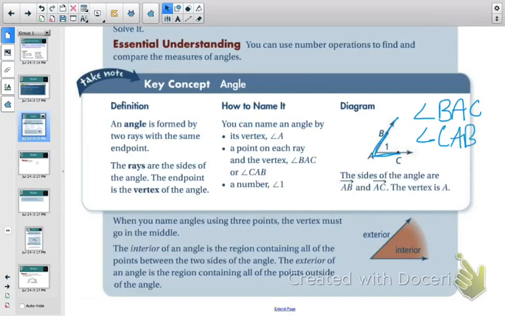Okay, in this case there's also a number on the interior of the angle, the inside, and it's 1, so you could just call this angle 1 also. When you name angles using 3 points, the vertex must go in the middle. We talked about that. The interior of the angle is the region that contains all the points between the two sides of the angle. So the inside of the angle, basically, the part in between the two rays. The exterior is everything outside of that angle.